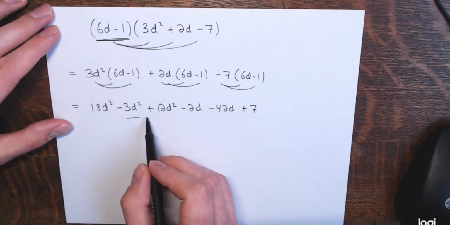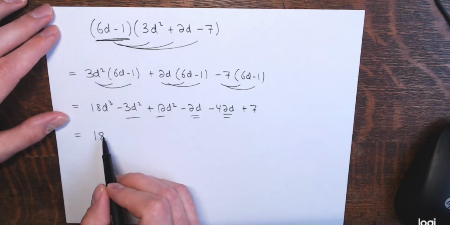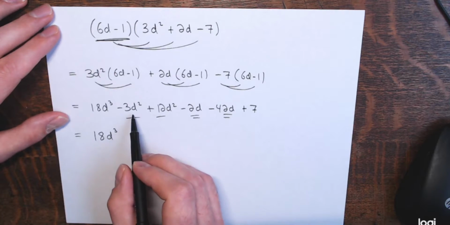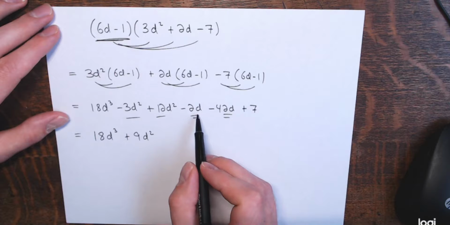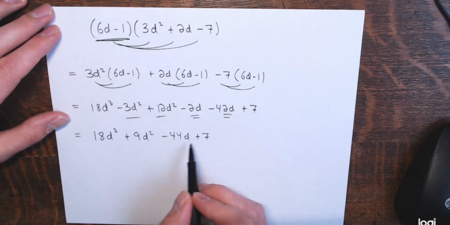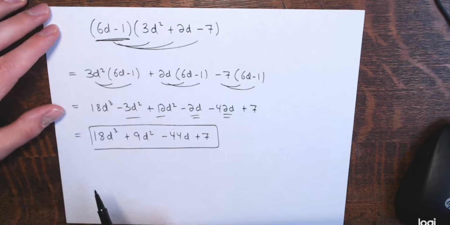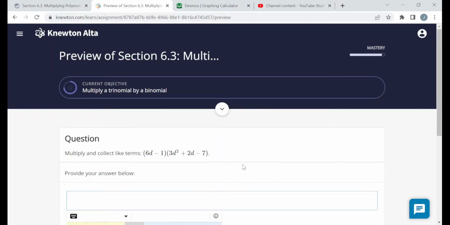And again, I got some d squared terms and some d terms that I can put together. So we end up finally with 18d cubed. Putting the d squared terms together, we'd have positive 9d squared. Putting the d terms together, we'd have minus 44d, and then plus 7. And none of these terms are like, so that's my final result, the final product. So we have 18d cubed plus 9d squared minus 44d plus 7.